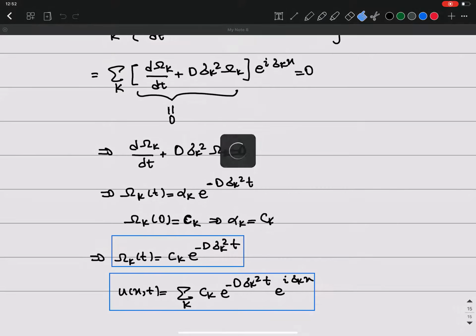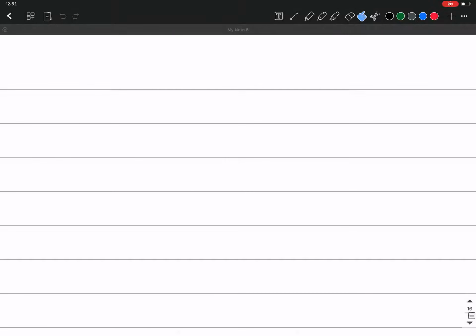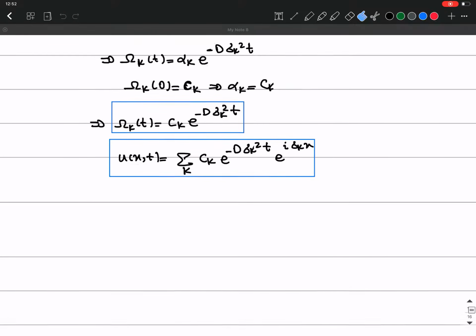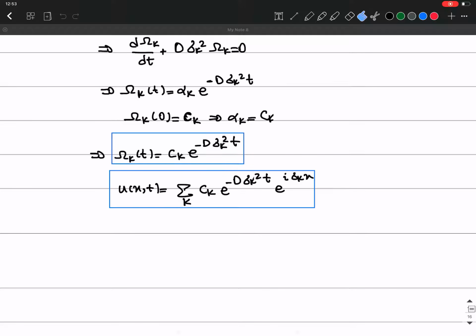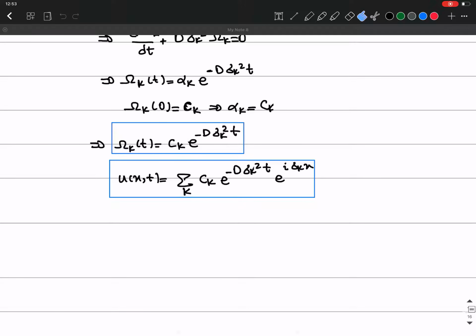Okay, so now that we found these omega and u, and we represented the analytical solution of u based on the Fourier series, I want to evaluate this over just one time step. So over one time step, we want to see how this function grows in time.